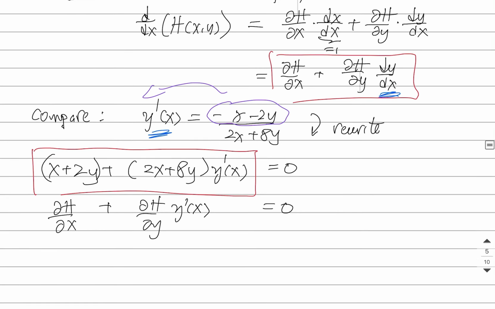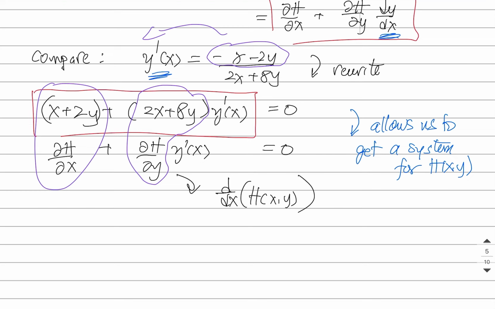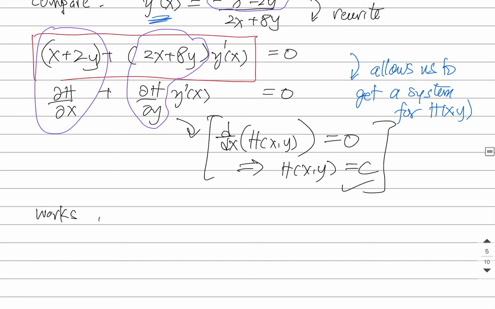I can see that I'm able to come up with a way to find h. And this gives us a system for h. What we'll get is these two terms and these two terms should be equal. And if this is the case, in fact, what we're going to find here is that d/dx of h of x and y really should be 0, which implies that h of x and y is a constant. So the trajectory equation itself validates that there should be an implicit solution here. So this works if I get these two conditions met: dh/dx is x plus 2y, and dh/dy is 2x plus 8y.